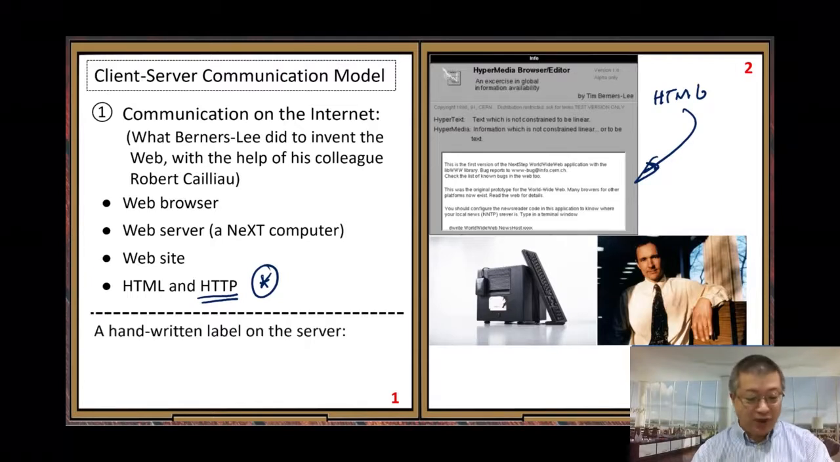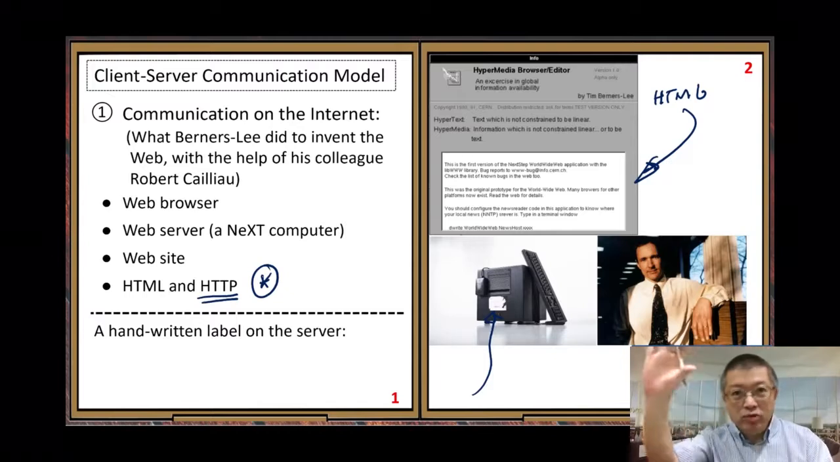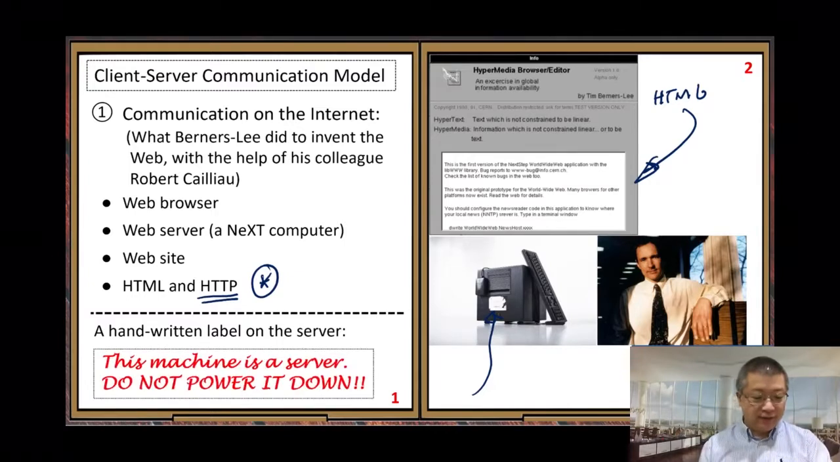So that is this message, a handwritten label on the server. Can you see the picture here? Something written, a small message written in red pen on that small piece of paper. Let me repeat that message and put it here. So that's, this machine is a server. Do not power it down. Double exclamation marks.